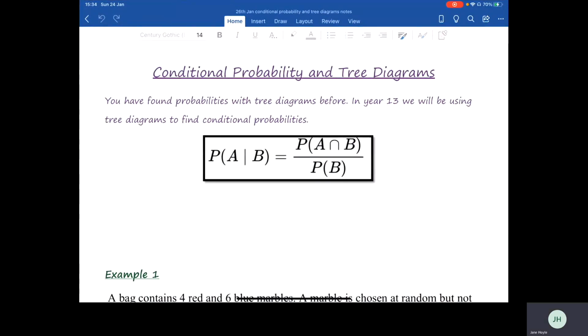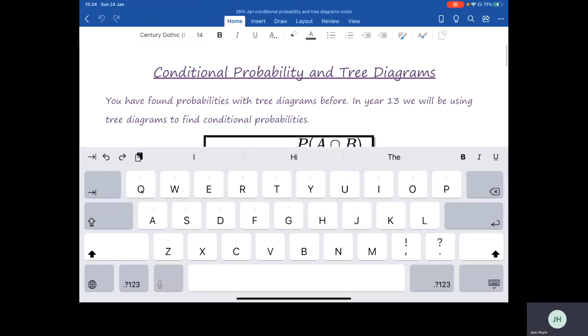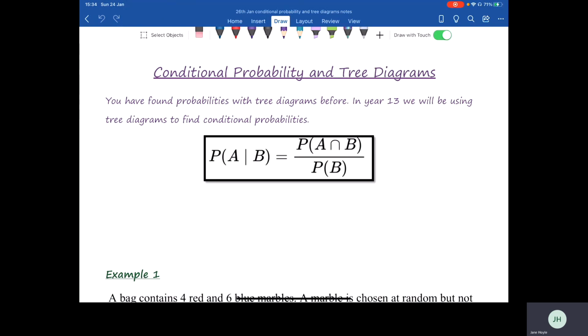Hi, Year 13. We are going to continue looking at our conditional probability formula, but applying it to tree diagrams in particular today. So we have previously seen this formula here. Hopefully, when we were doing yesterday, looking at the Venn diagram stuff, we're all happy with how it works. The probability of an event A, given the fact that we know that B has already occurred, is equal to the probability of A intersection B divided by the probability of B.